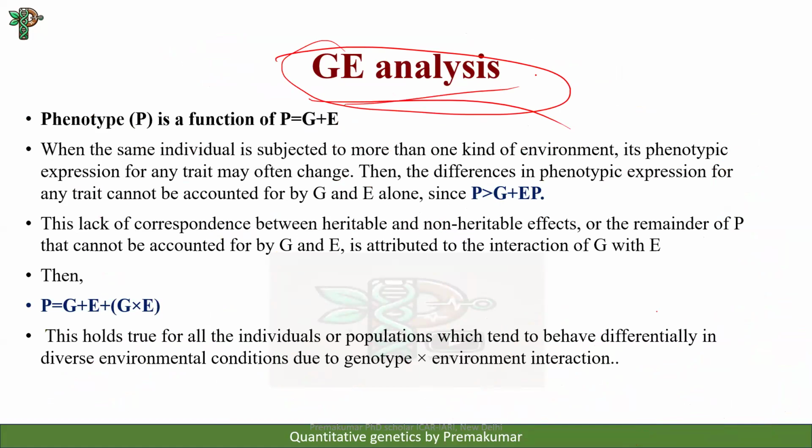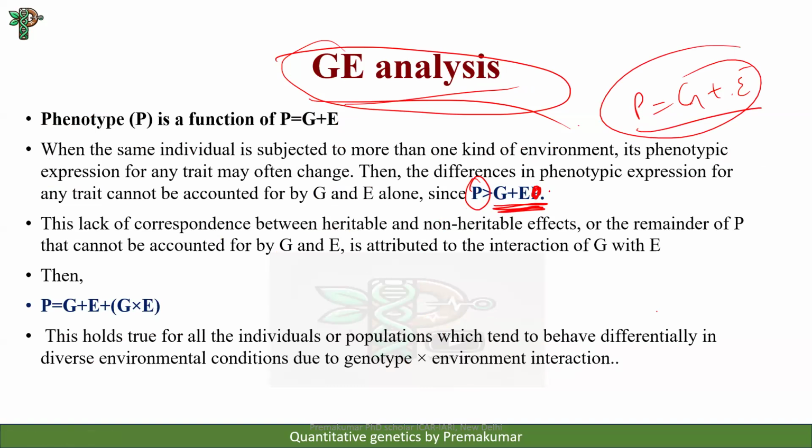Then GE analysis means we believe that P is equal to G plus E. In all the estimates, all the quantitative phenomena that I have told you are only based on the assumption that P is equal to G plus E. But when the same individual is subjected to more than one kind of environment, the phenotype is more than your genotype plus environment. Why does this phenomenon occur?